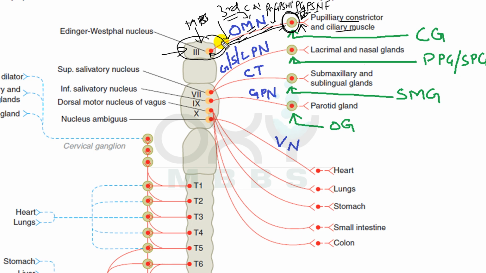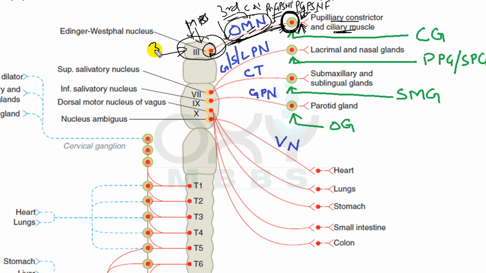So again, the third nerve emerges from the midbrain, from the Edinger-Westphal nucleus, and this third cranial nerve, the oculomotor nerve, forms the preganglionic parasympathetic nerve fiber that synapses with the ciliary ganglion. After the ciliary ganglion the postganglionic parasympathetic nerve fiber comes out, going to the pupillary muscle and the ciliary muscle.